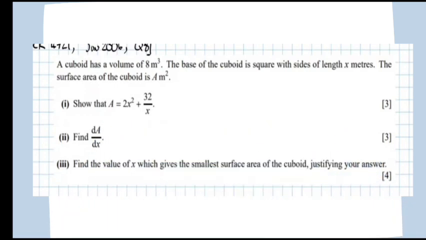So this is an example of a question applying maximum and minimum problems. A cuboid has a volume of 8 meter cube. The base of the cuboid is a square with sides of length x meters. The surface area of the cuboid is A meter square. Question 1, show that A equals 2x squared plus 32 over x. Question 2, find dA over dx. And question 3, find the value of x which gives the smallest surface area of the cuboid, justifying your answer.